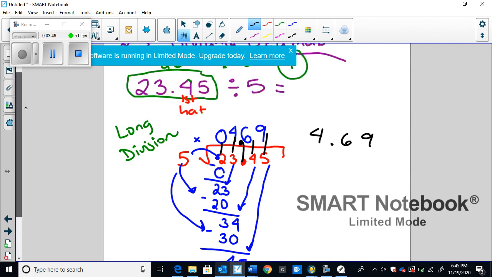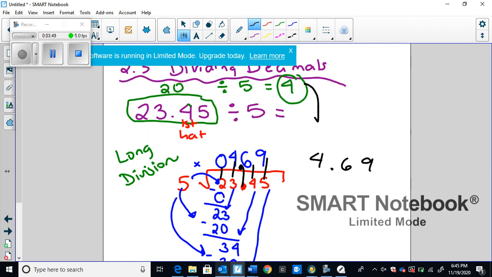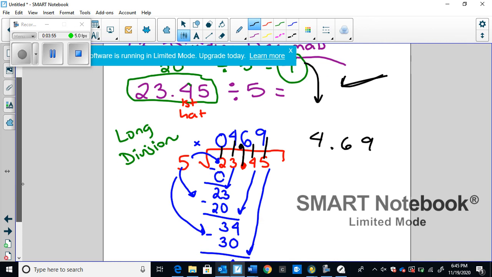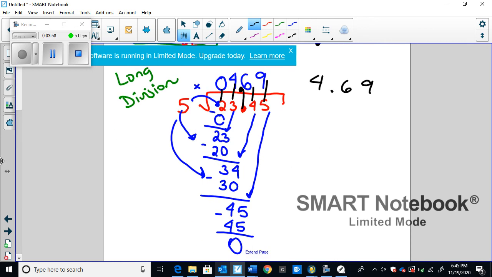And now if we go back and take a look at our estimate, they're pretty close. So we know that we actually put the decimal into the correct position. All right, so a lot of this chapter is just doing that long division and doing some of that estimation.